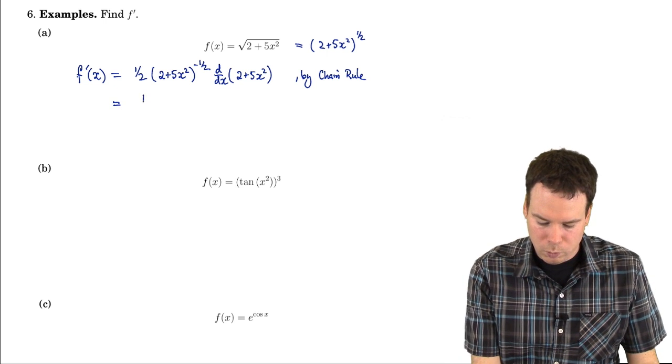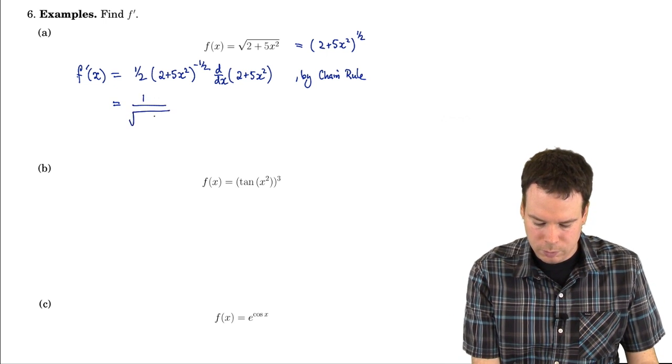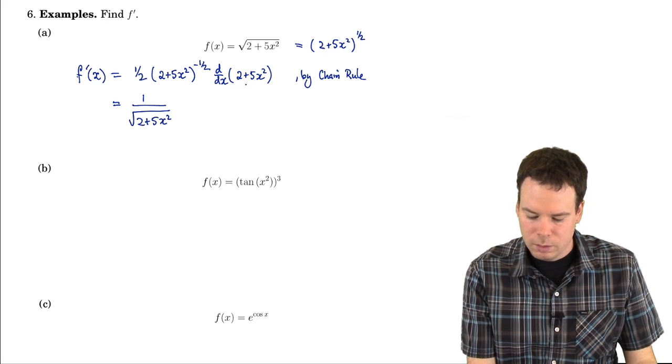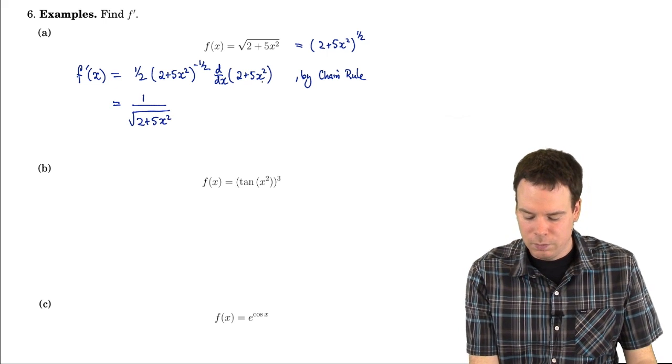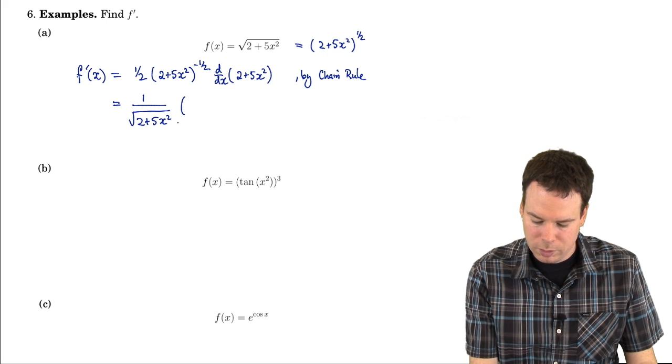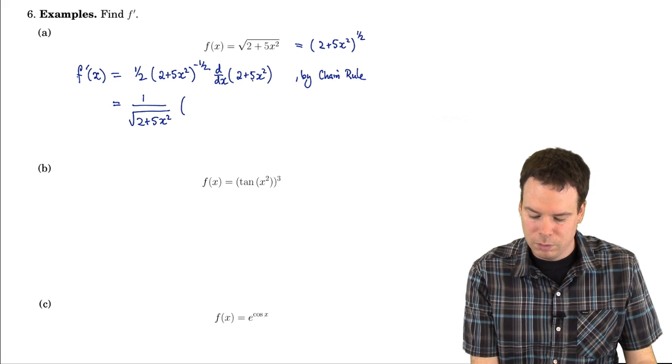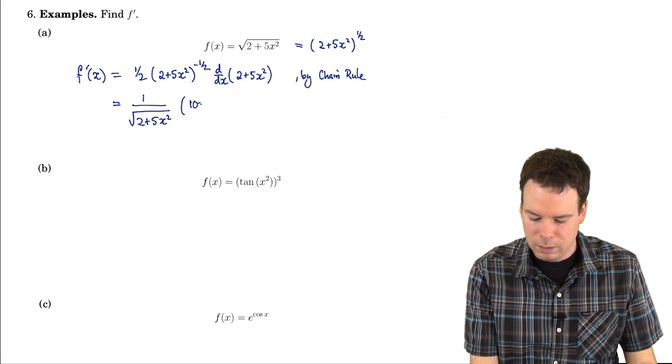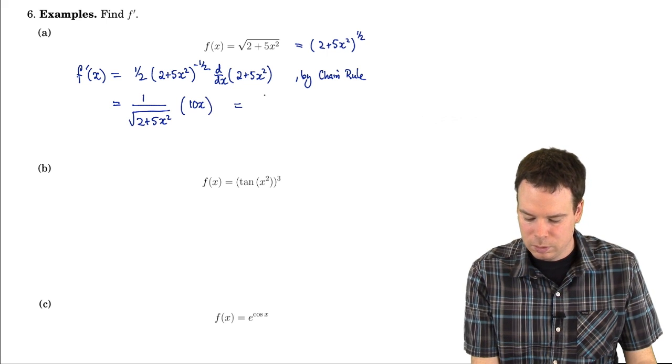And so this is then 1 over the square root of 2 plus 5x squared, times the derivative of the inside function, which is this second degree polynomial. Derivative of 2 is 0. Derivative of 5x squared is 10x. And so the result is 10x.